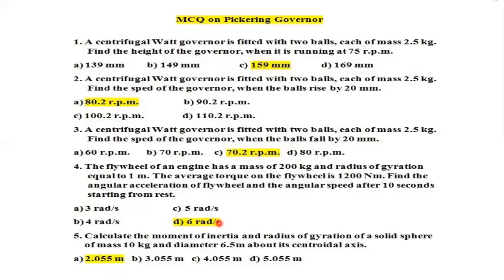So now we have to calculate the angular velocity. Initially we will be considering the velocity will be 0. So omega is equal to omega naught, that will be 0, plus alpha into T. Alpha is what we just now calculated, 0.6, time is 10 seconds. So you'll be getting 6 radian per second. Answer is 6 radian per second.